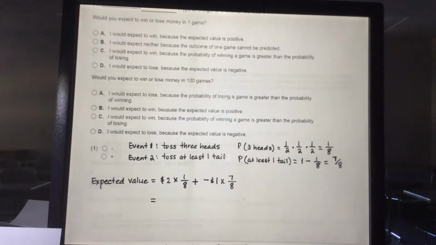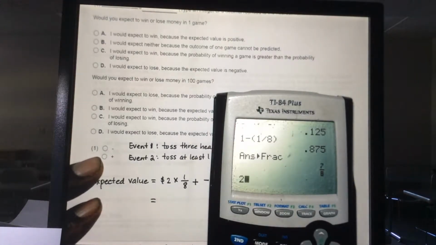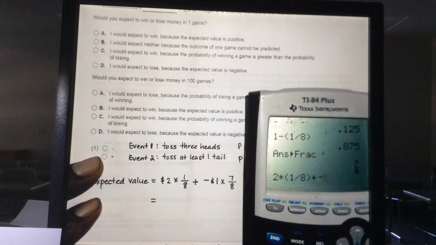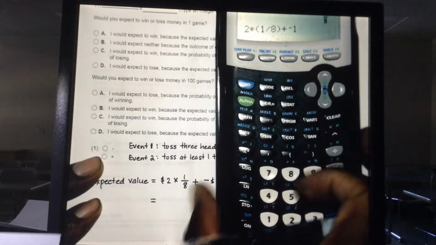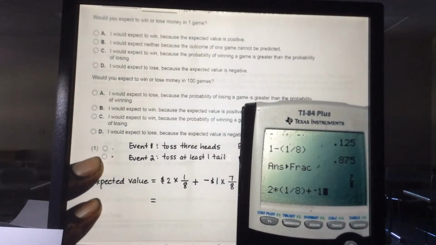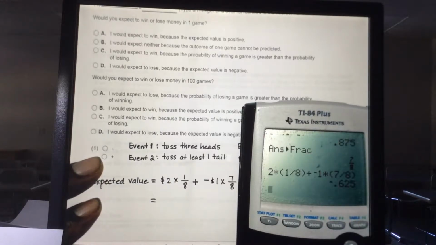In this case, on the calculator, we're going to do 2 times, and in parentheses, 1 divided by 8, close parentheses, plus negative 1. Now the negative key is at the very bottom of the calculator, way down here. Don't get that confused with the minus sign up front on the right side. So it's negative 1 times, and then left parentheses, 7 divided by 8, close parentheses. Now we're going to round this to 2 decimal places as indicated in the problem. So this will be -0.63.